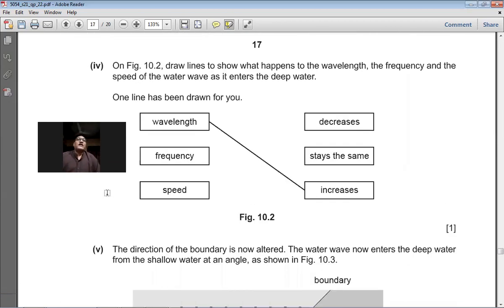So if you look at this diagram, the question says on figure 10.2 draw the lines to show what happens to the wavelength, the frequency, and the speed of the wave. The wavelength will increase, that is given. Frequency stays the same, and the speed also increases. Don't confuse it and join the speed with the decrease. Speed will also increase. If the wavelength increases, speed increases. If the wavelength decreases, speed decreases. Remember this. Frequency does not change.